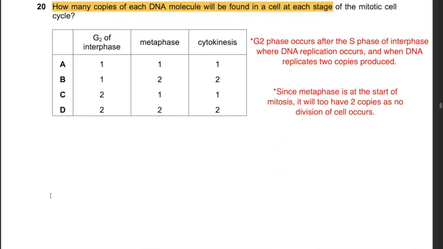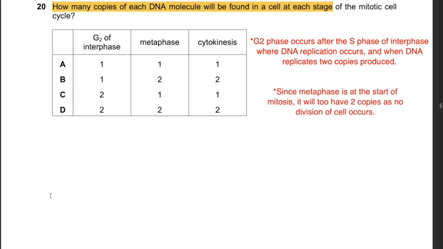Question 20. How many copies of each DNA molecule will be found in the cell at each stage of the mitotic cell cycle? G2 of interphase, metaphase, cytokinesis. G2 phase occurs after the S phase of interphase, where DNA replication occurs in the S phase. Hence, when DNA replication occurs, 2 copies of each DNA molecule will be produced. Therefore, G2 will also have 2 copies, since G2 is a phase that occurs after the S phase. Therefore, that leaves us with the answer being either C or D.